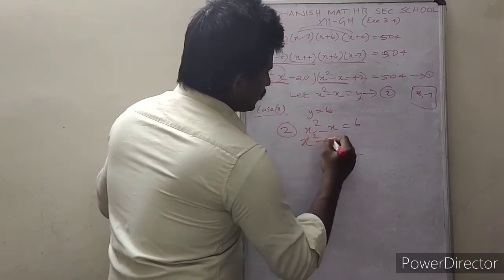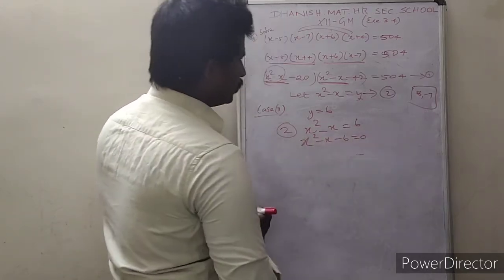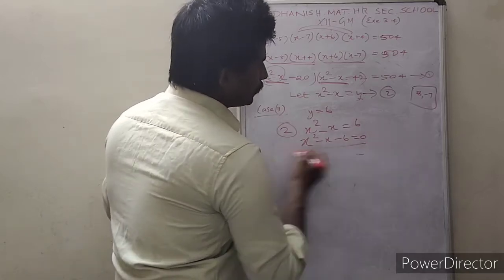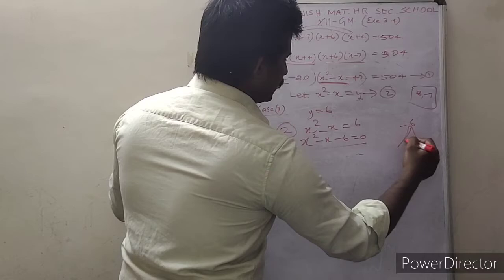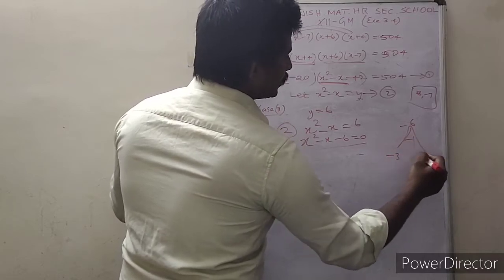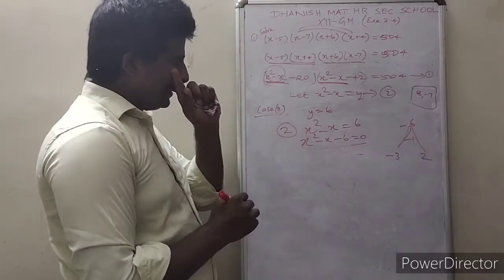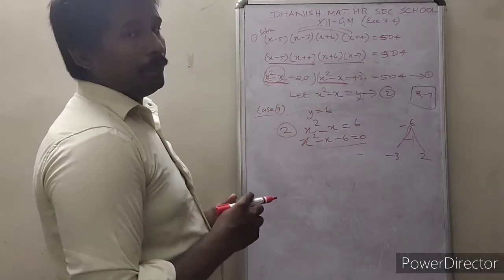x square minus x minus 6 equal to 0. So now I am going to factorize this by splitting the middle term concept. So what will happen? Minus x minus 1. So our required factor numbers will be minus 3 plus 2.